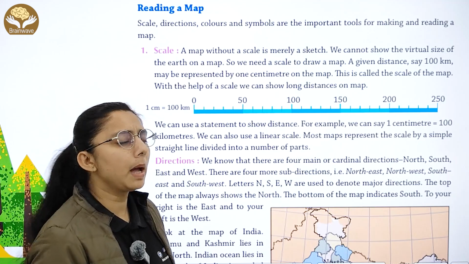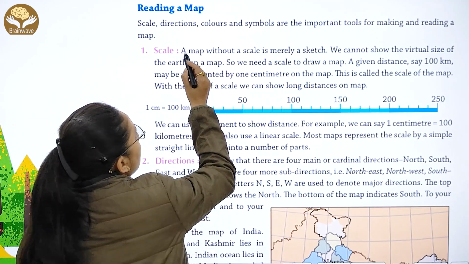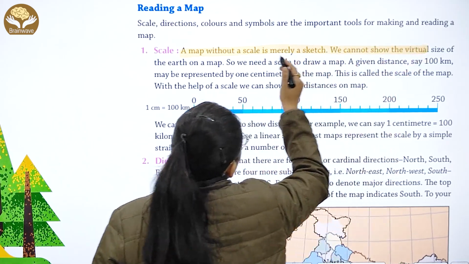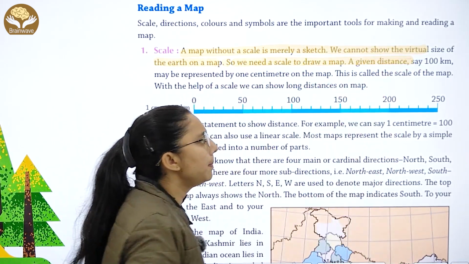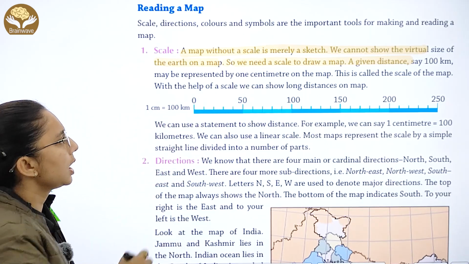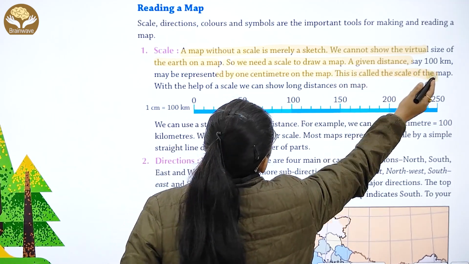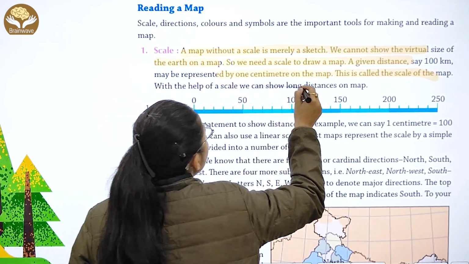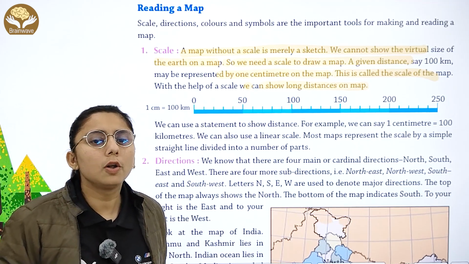Next, we have reading a map. We read a map according to scale and direction. The first is scale. A map without scale is merely a sketch. We cannot show actual size on the map, so we need a scale to draw a map. A given distance, say 100 kilometers, may be represented by 1 centimeter. This is called the scale of the map. With the help of scale, we can show long distances.